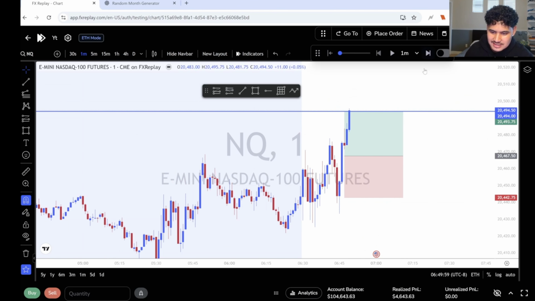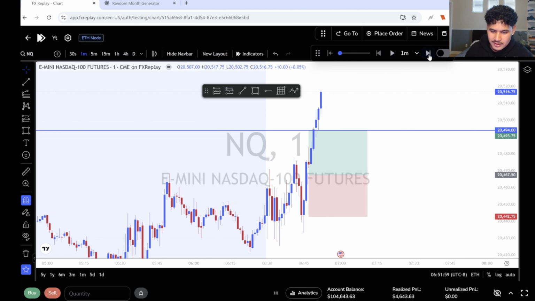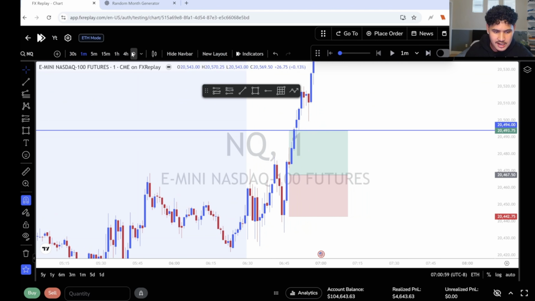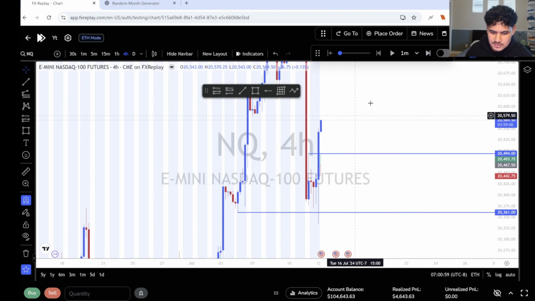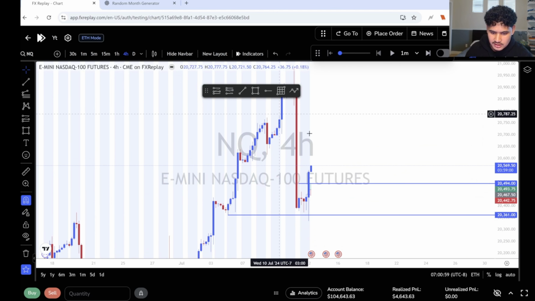So after that gets taken, let's see what happens. Do we chop around? No, we actually continue higher, but there's really nothing to go higher just because we're in this big void right here. There's nothing to target inside of this gap. So we're going to go to the next day. Next day open.